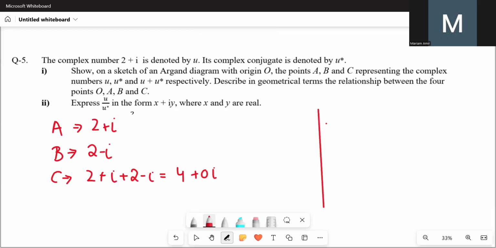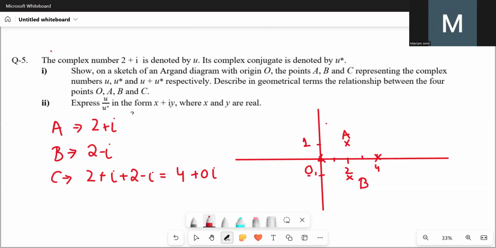Okay, so we need an origin. So this would be O. Next is 2 and iota, so 1, 2, and 1. So this is going to be A. And then there's 2 and minus 1, so that's going to be somewhere over here. That's B. And then there is C, which is 4 plus 0 iota, so that's just the point 4 comma 0. This will be 3, and there'll be 4 here. So these are the 4 points.